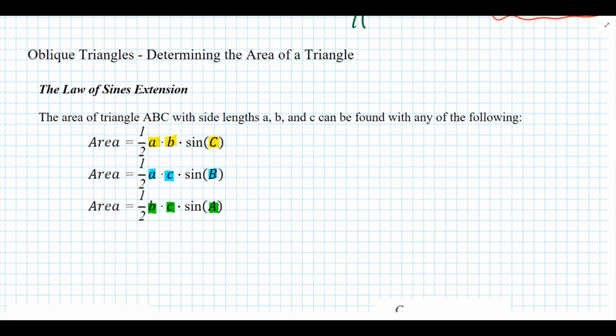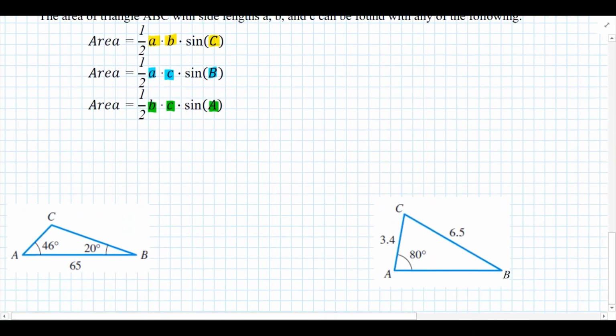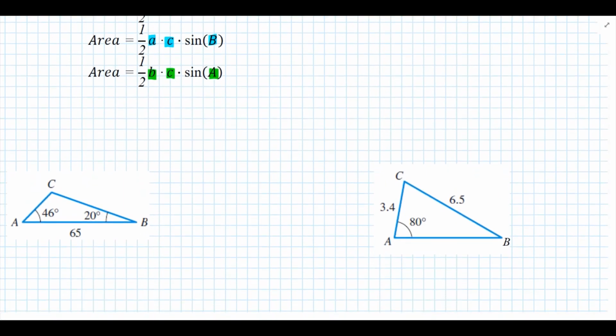Since we have already solved these two triangles, I will use the results from before to compute the area of each using the first form of the area formula. For extra practice, I encourage you to compute the area of each triangle again using different values from each triangle and a different form of the area formula. Good luck.